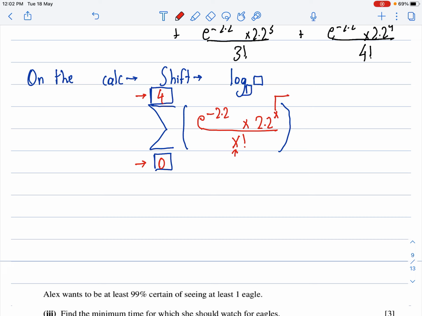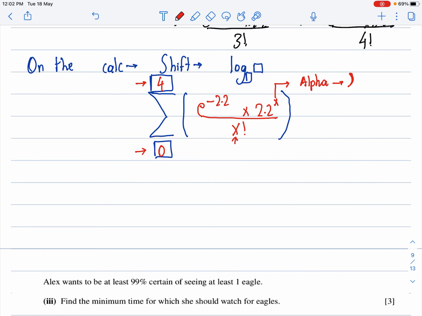And how do I write x on the calc? Just click on alpha and the closing bracket sign. Okay. So when you do that, just plug this in the calc. Even I'm doing it. Yeah. And now when you plug this in and click on equal to, you get the answer as 0.928, which is basically the final answer of the question.